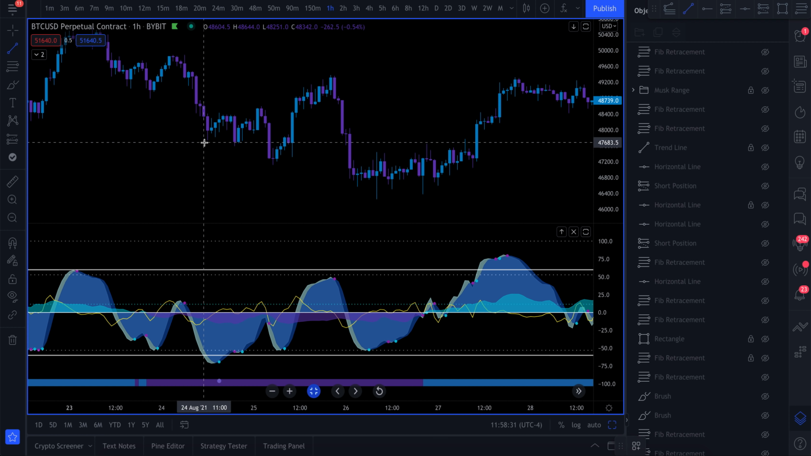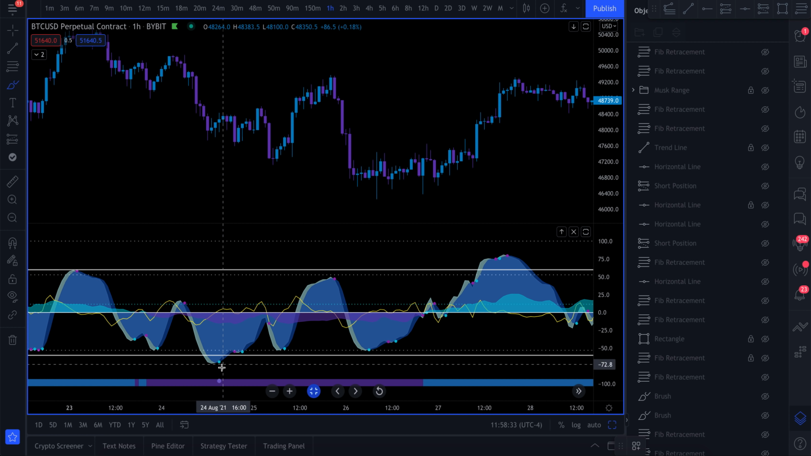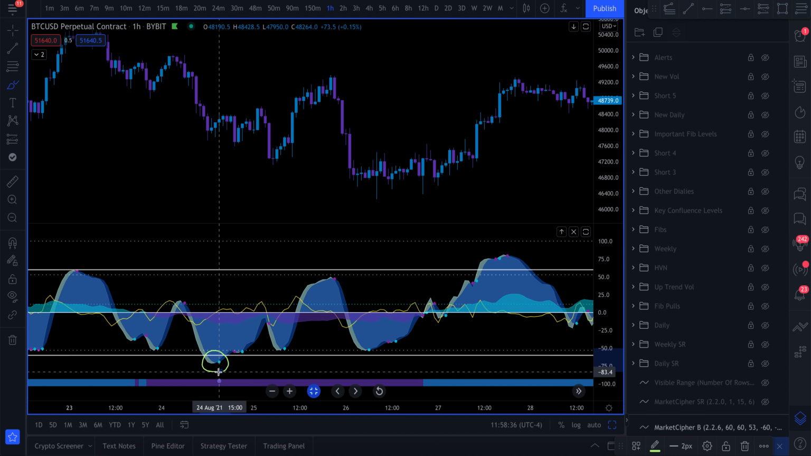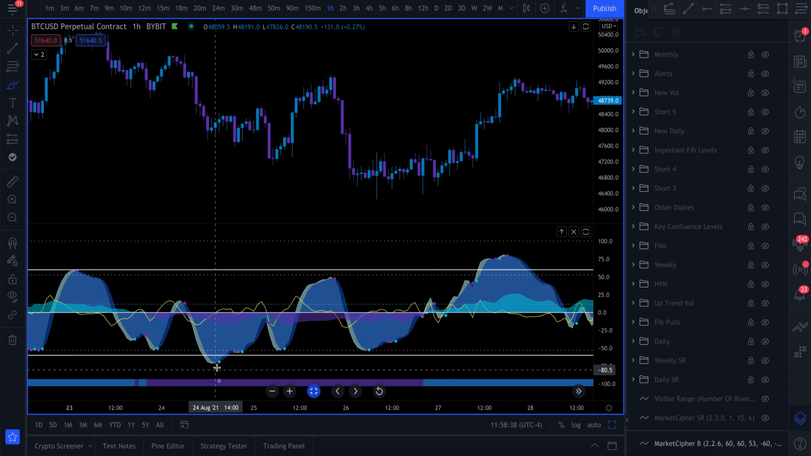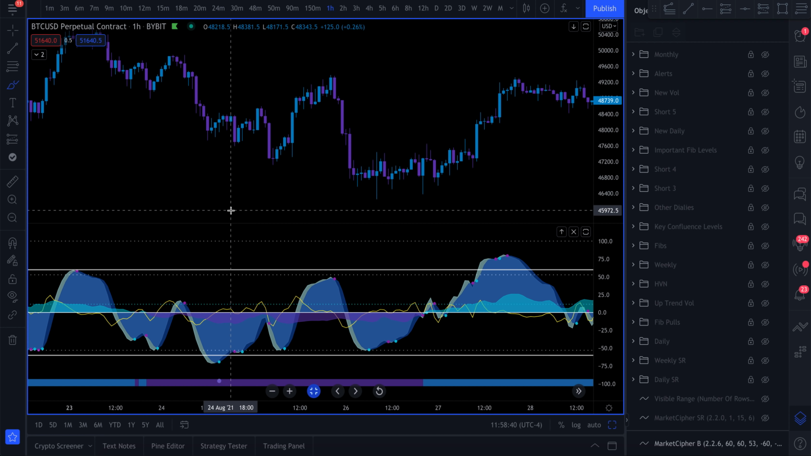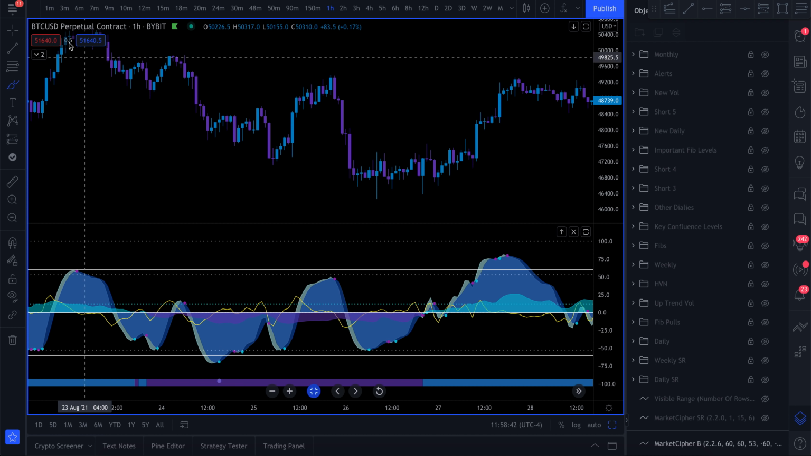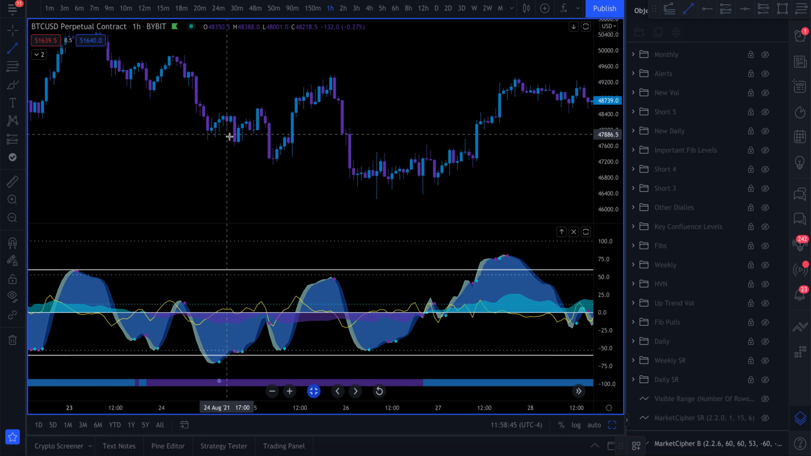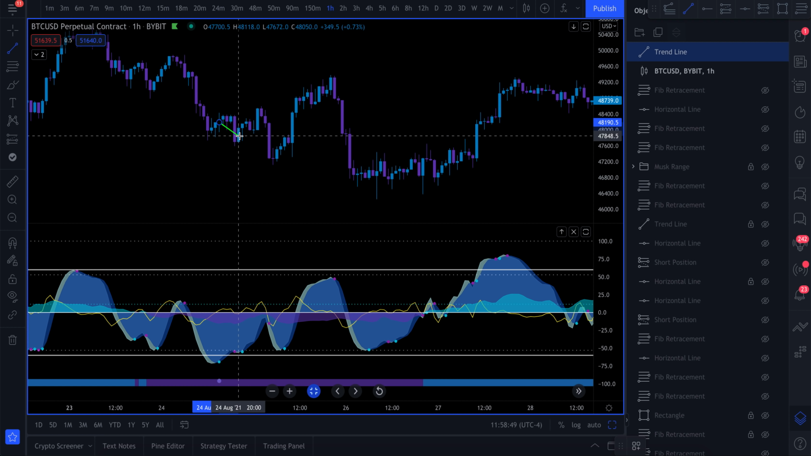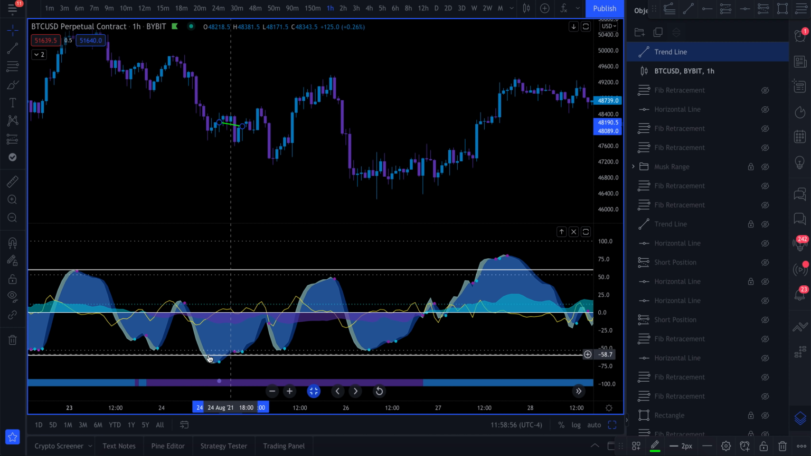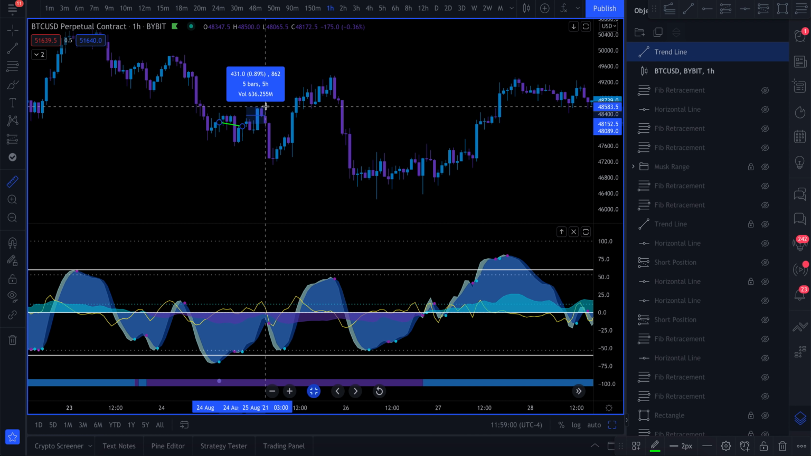So what we're going to do is, if we see a green dot printing on Market Cipher B, we're not going to long that initial green dot. Instead, we're just going to wait and see if a divergence actually starts to print. So from the time that we print this first green dot to the time that we print the second green dot, you can see that price has come down and the momentum has come up. And so we would enter the trade right here at the top of this candle. We have the opportunity to make 0.92%.